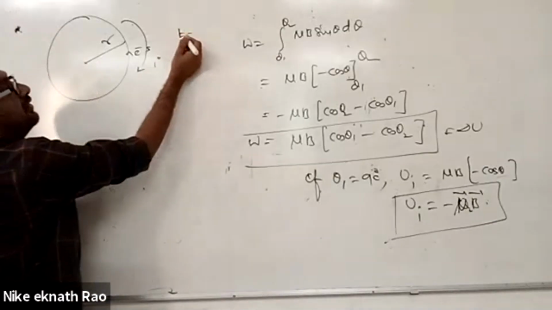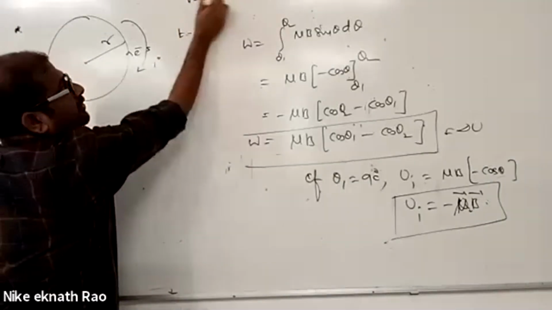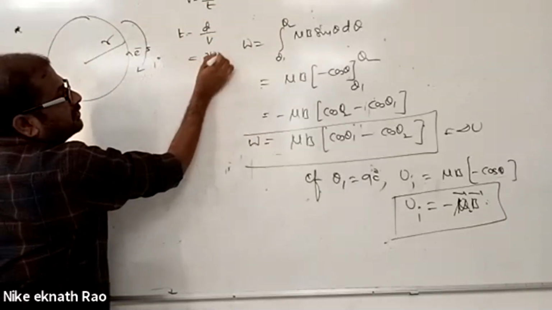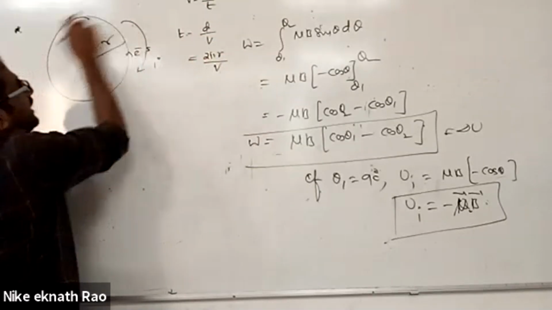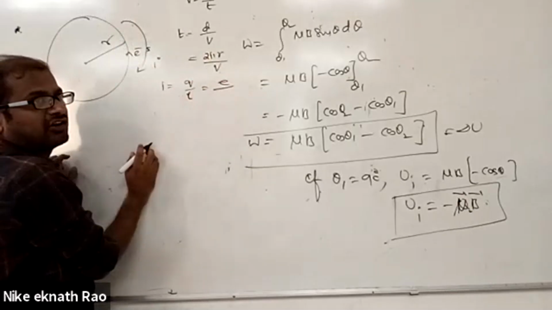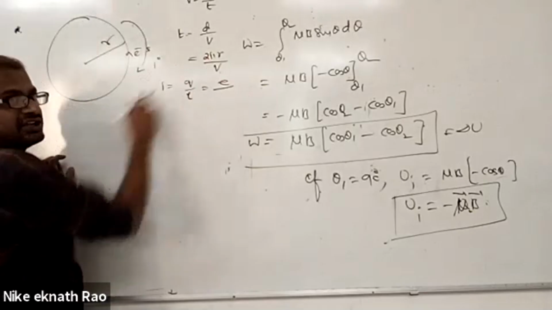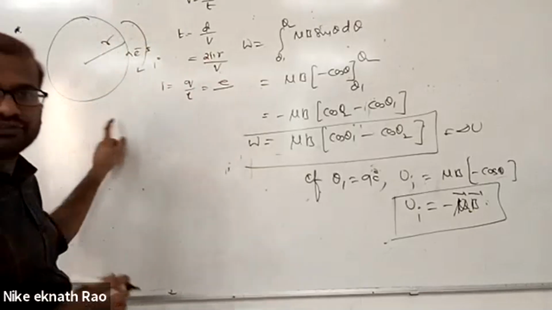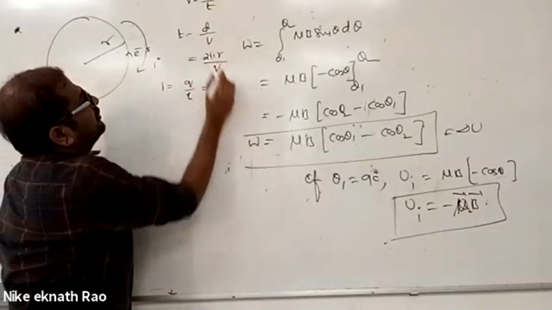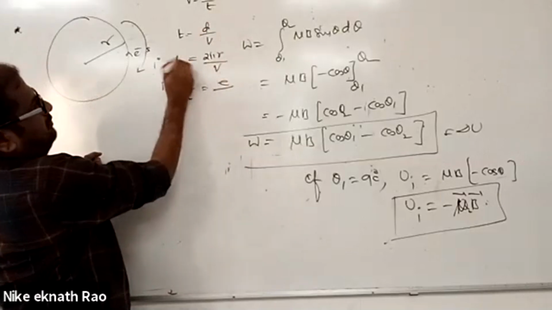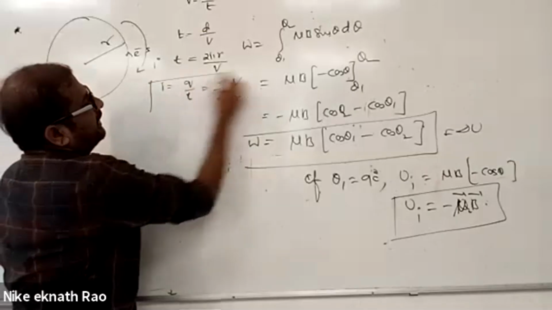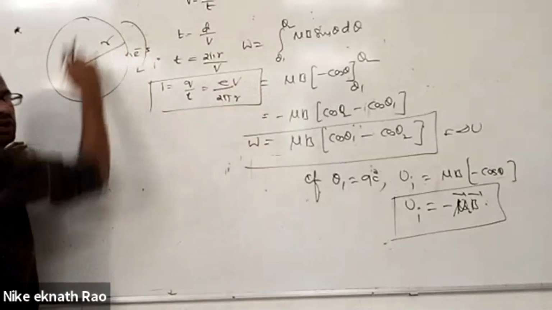Calculation: T is equal to distance by velocity. Distance for one rotation, how much is it? 2πr by v. So current in the circuit, I, is the rate of flow of charge. Charge here is the electronic charge, since electrons are revolving in a circular orbit. So by velocity, time is 2πr by v. So this is the current in this particular orbit or loop.